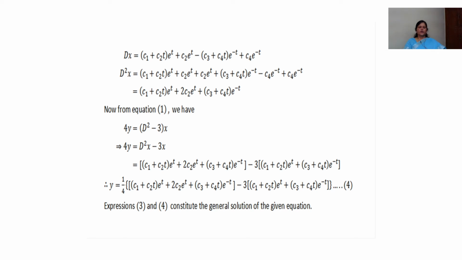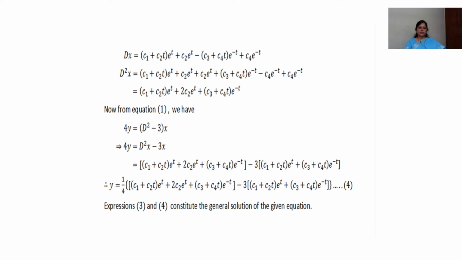D square x means we want to differentiate this one more time. For the same rule we are going to use the product rule only. The first term c1 plus c2 into t we are keeping as it is. If you differentiate e to the power t, we will get e to the power t only. So that's why we have e to the power t along with c1 plus c2 into t, plus e to the power t we are keeping as it is. Now we have to differentiate c1 plus c2 into t, and this gives only c2. So the second term is c2 into e to the power t plus c2 into e to the power t. The differentiation of e to the power t is e to the power t only.